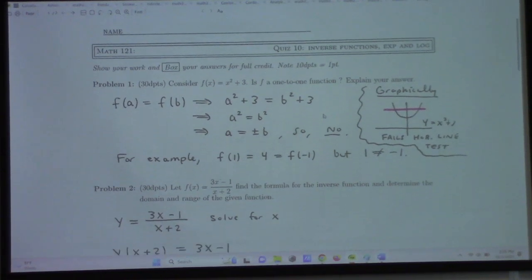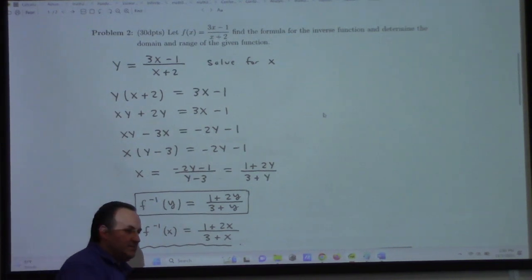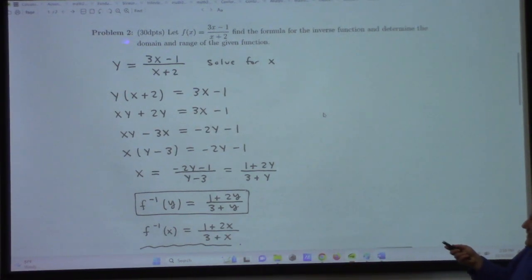Now problem 2, I said to find the formula for the inverse function, and I hope some of you were able to successfully do this. If not, keep working on it. So what we do is we write the formula y equals f of x, and then my goal is simply to solve for x. So I multiply to the other side, and I multiply it out. I put all my x's on one side and everything without x on the other. I factor the x out, and then I divide and solve for x, and there you go. That's the inverse function as a formula in terms of y. And if you write it in terms of x, that's the formula.